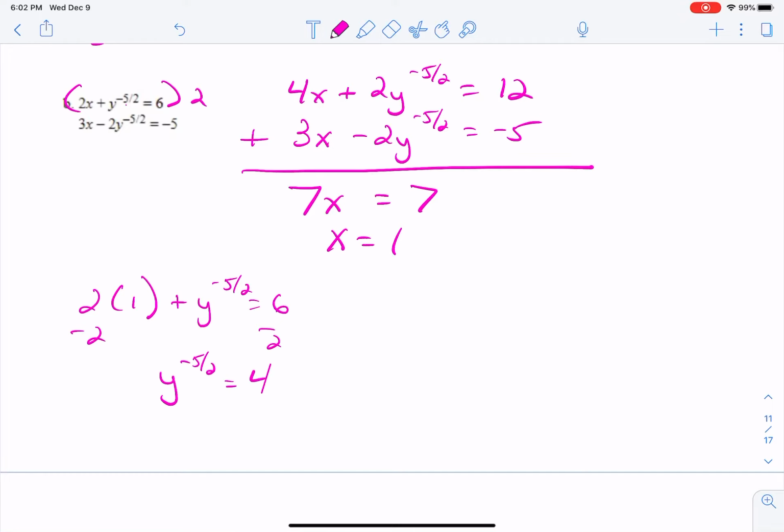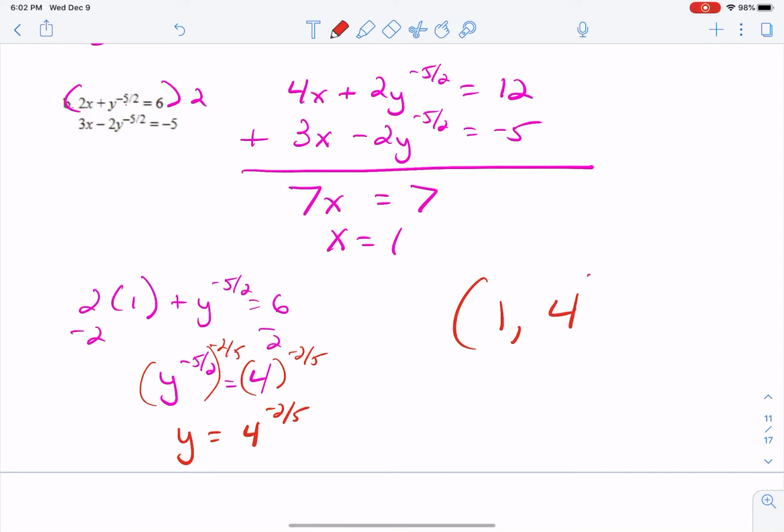To get the y by itself, I'm going to raise each side to the negative 2/5 power. So y is equal to 4 to the negative 2/5 power. So my solution is the ordered pair 1, 4 to the negative 2/5 power.